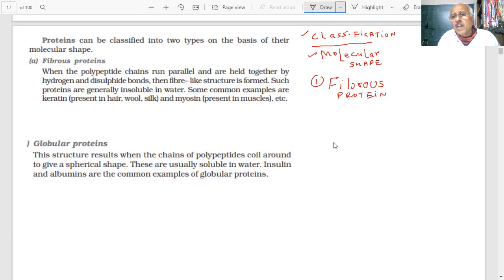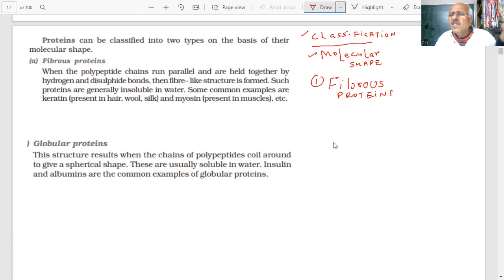What is the meaning of fiber, student? What is fiber in everyday life? Fibers are the threads which make up the cloth. Thread, student. What is the shape of the thread?